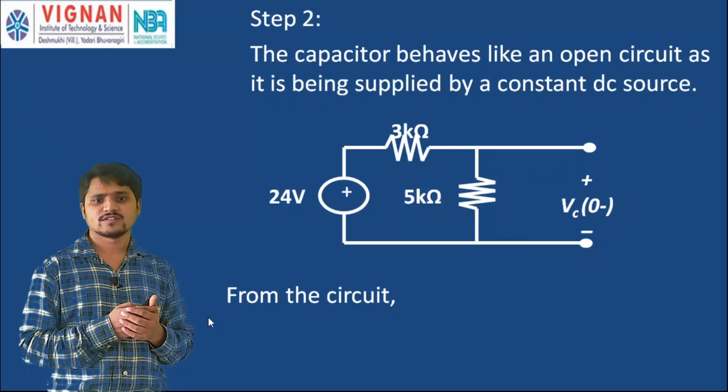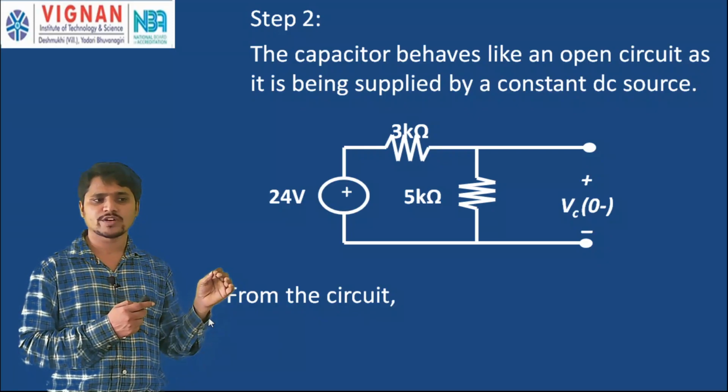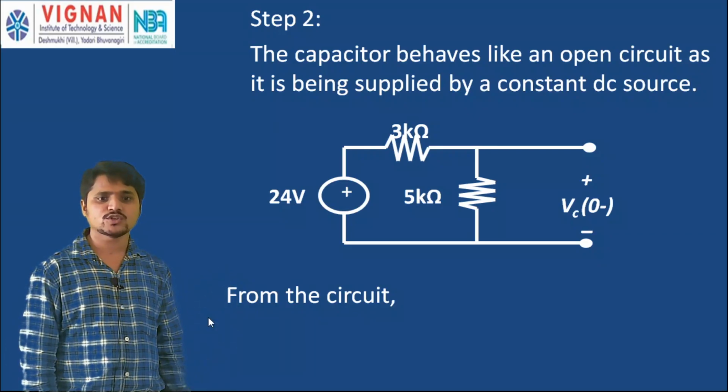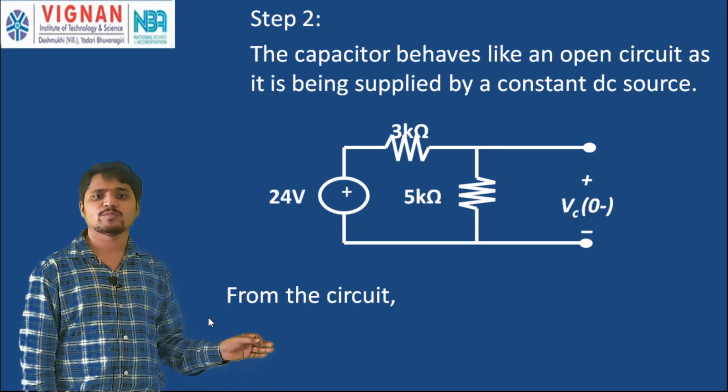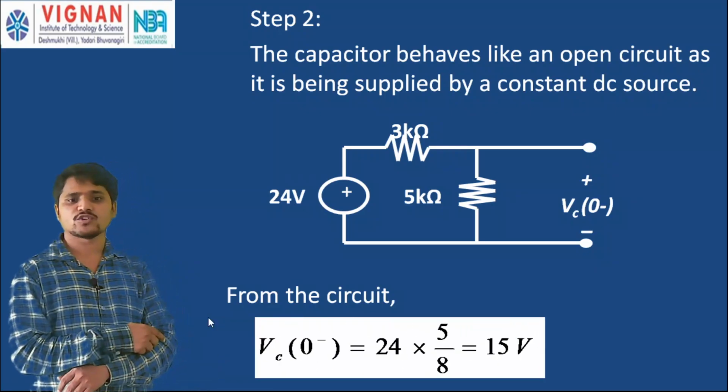So Vc of 0 minus is equal to, according to the voltage division principle, the total voltage into that resistance, 5 kilo ohms, by the total resistance, 5 plus 3, which is 8. So 24 into 5 by 8. 8 3s are 24, so 3 5s are 15. Therefore, you will get 15.